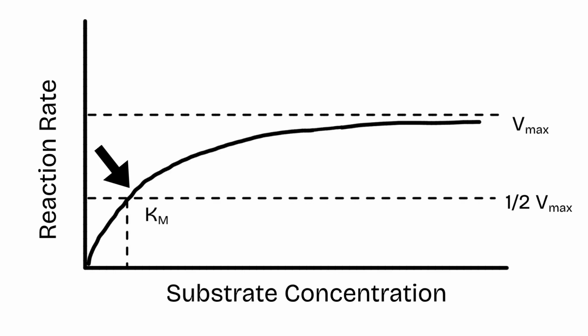Km is also directly related to an enzyme's affinity or attraction to its substrate. A low Km indicates a high affinity, therefore, the enzyme has a greater chance of binding to the substrate.